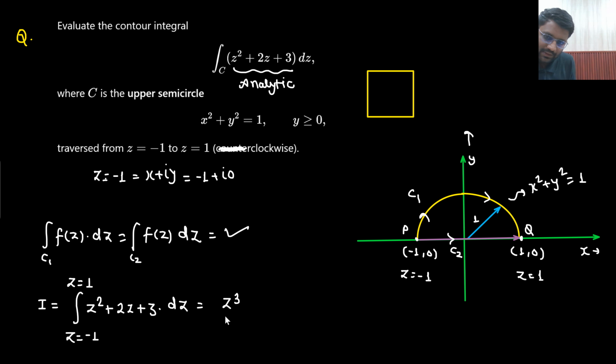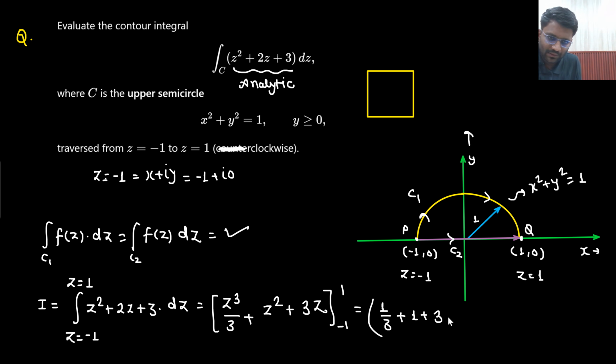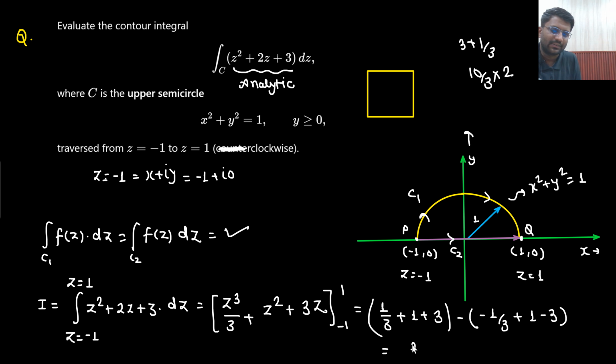So can you tell the integral? Yes sir, it will be z cube by 3 plus 2z square by 2, so it will become z cube by 3 plus z square plus 3z, going from z equals -1 to 1. So what is the answer you are getting? 1 by 3 plus 1 plus 3, minus (-1 by 3 plus 1 minus 3). So 3 plus 1 by 3 plus 3 minus 1, which is 10 by 3 into 2, 20 by 3 is the answer that we are getting.